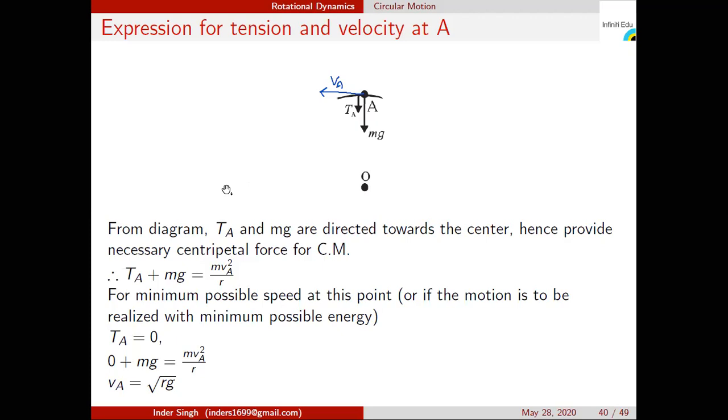So the majority of the people have completed this. Right, let us move to the next slide. This was the first question that we did: the tension at position A and the velocity at position A. We concluded that the minimum tension at position A can be 0 and the minimum velocity can be under root of rg. The value of TA can be more than 0, and the value of VA can be more than root of rg. These are the minimum values.